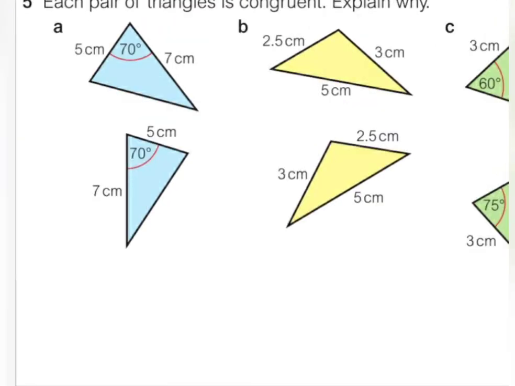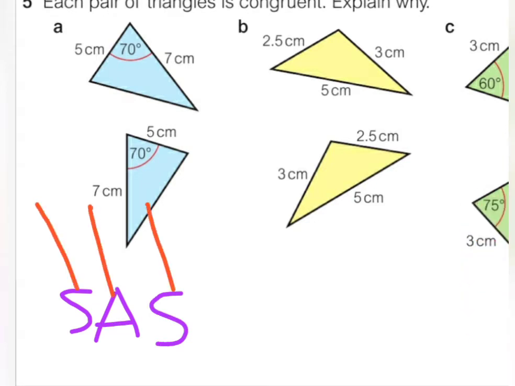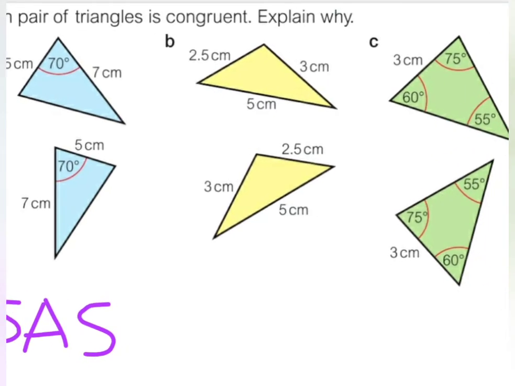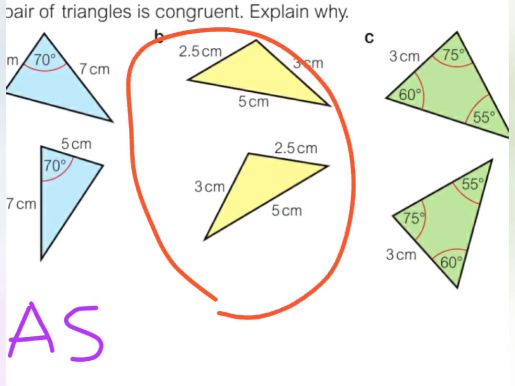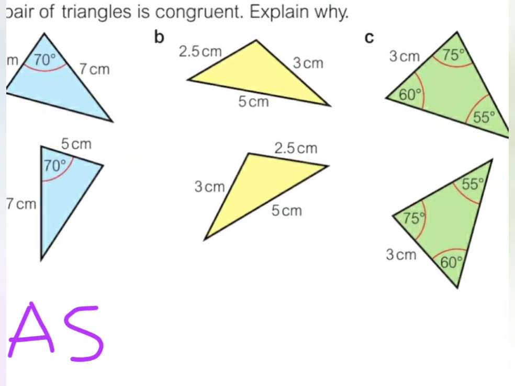Will be S, A, S. Good. It means side or two sides and an included angle. This is the reason of these congruent triangles. Good. Now let's move on to question B. What do you think the reason is for these two congruent triangles?